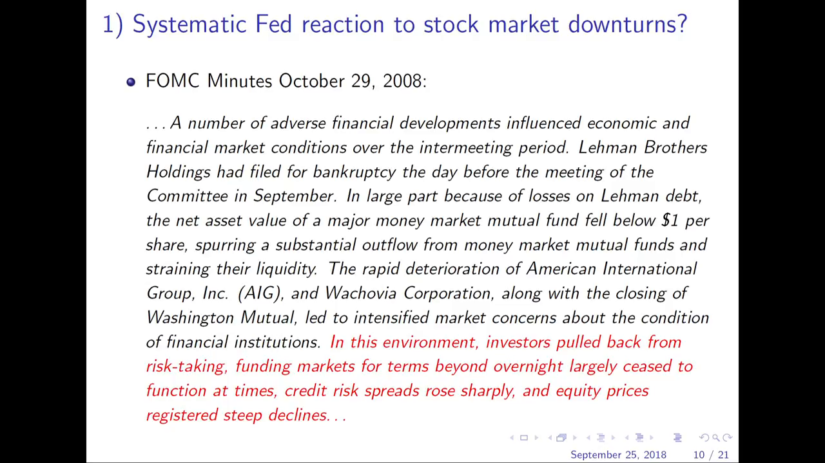The rapid deterioration, acquisition of AIG and Wachovia, along with the closing of Washington Mutual, led to intensified market concerns about the condition of financial institutions. And now, importantly, in this environment, investors pulled back from risk-taking, funding markets for terms beyond overnight largely ceased to function at times, credit risk spreads rose sharply, and equity prices registered steep declines.